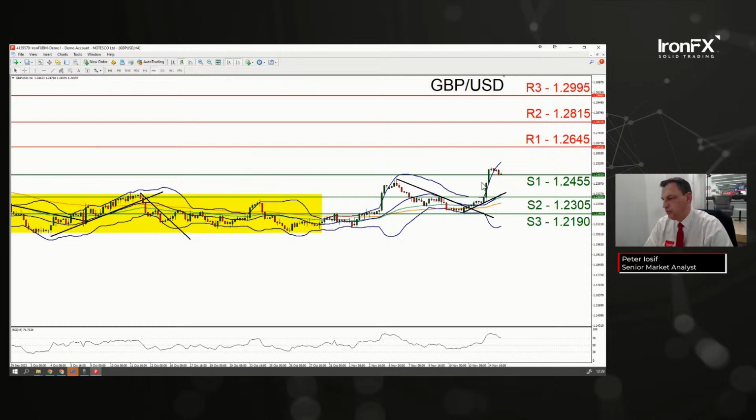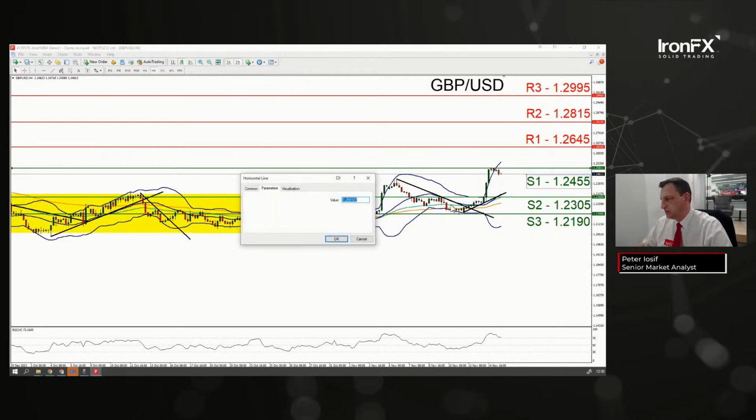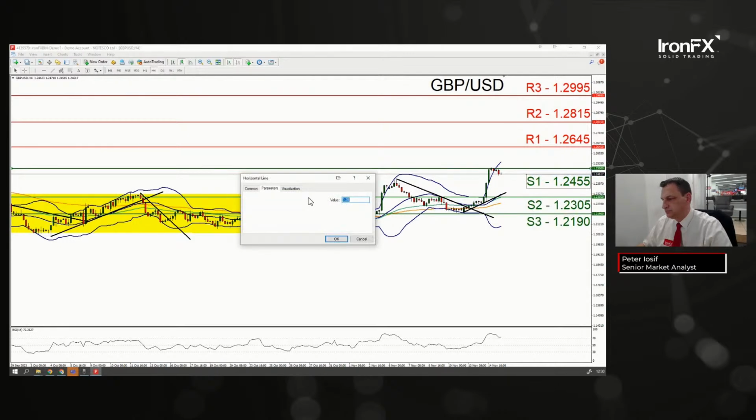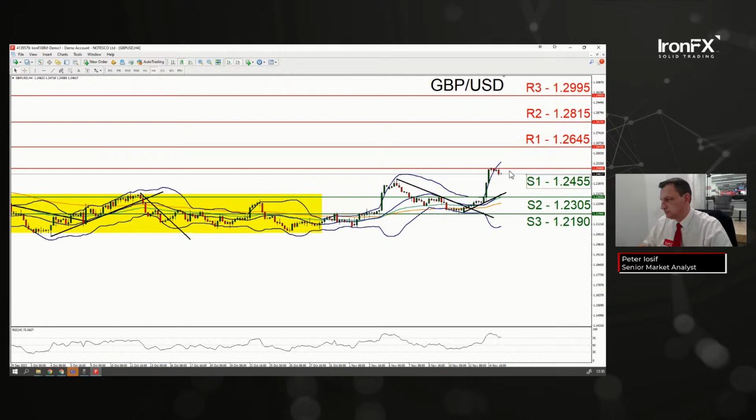Actually, at this point, I will be recalibrating cable somewhat on the technical level. And there are a number of issues here. We're starting with the S1. In my opinion, that could go as high as here and serve as a resistance line. That's a level which we should keep an eye out, and that's a nice round figure at 1.25 in red. Definitely we have three resistance levels here.